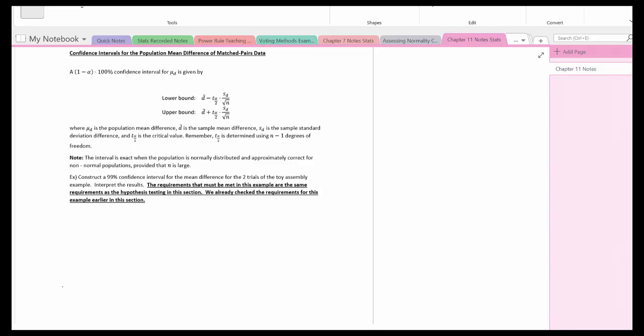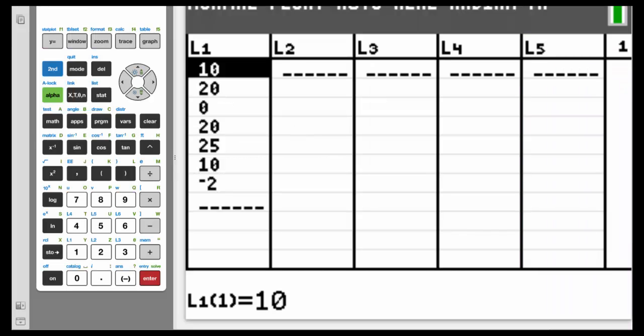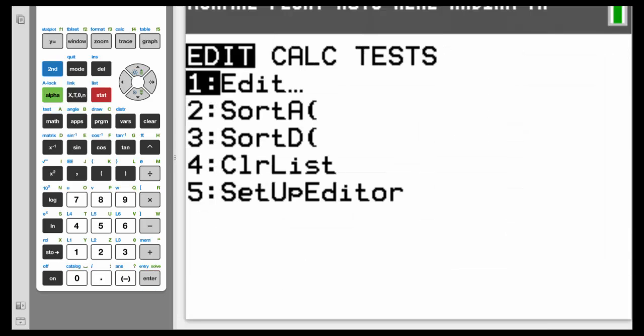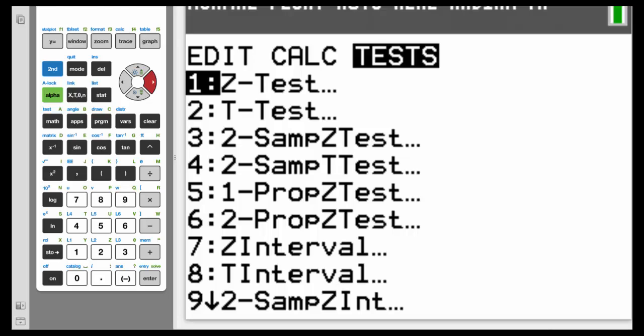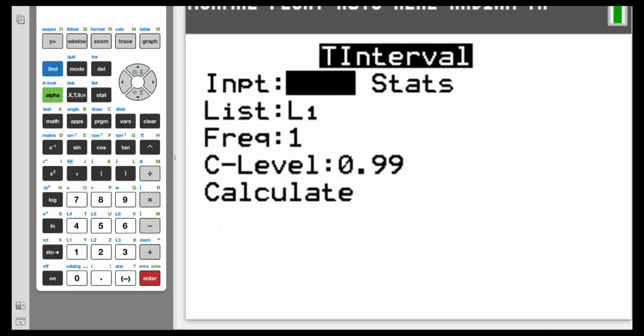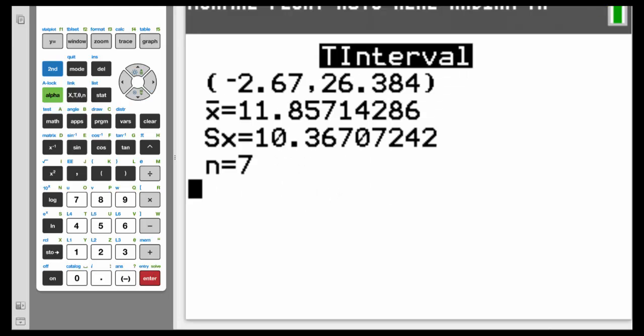So how do we put this into the calculator? Let's do that now. First, you want to put the differences in L1, like I have here. Once you've done that, click on Stat, highlight Tests, and go all the way down to T interval. That's number 8. Hit Enter. It's going to be data here. It's L1. Frequency is 1. Change the percent confidence to a decimal. Highlight Calculate, and hit Enter.